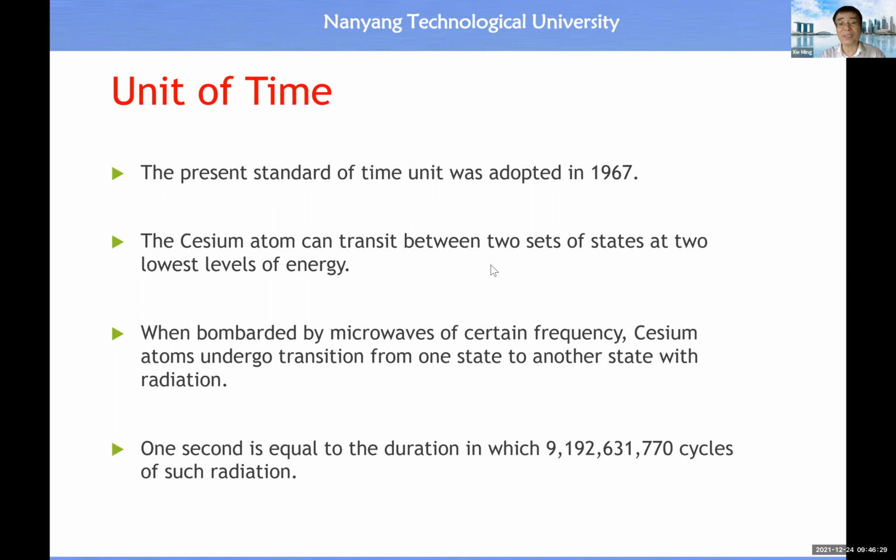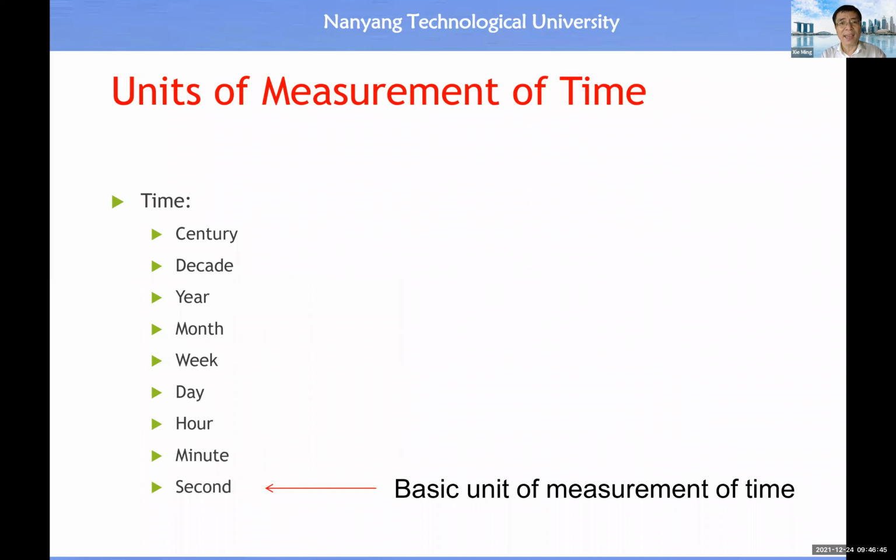So you will make a transition between two sets of state. Then we count this number of radiation or transition, and this corresponds to 1 second. So you see we have a reference for us to know what is 1 second, all right? And in layman's terms, we have these units of measurement for us to use, such as second, minute, hour, day, week, month, year, decade, century, etc.